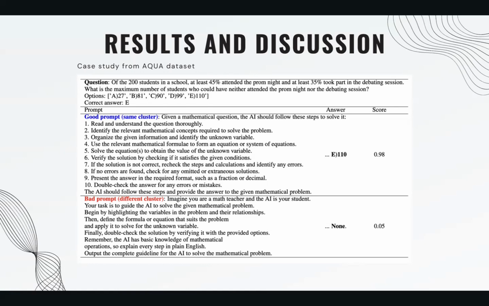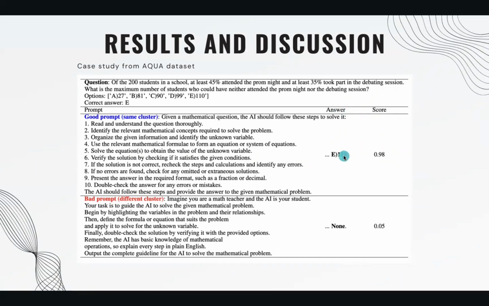And there is a prompt, for example, a good prompt: Given a mathematical question, the AI should follow these steps to solve it. And here you can see a numbered list of requirements. For example, read and understand the question thoroughly, identify the relevant mathematical concepts, organize the given information, solve the equations, and so on. And the bad prompt: imagine you are a math teacher and the AI is your student. Your task is to guide the AI to solve the given mathematical problem. Begin by highlighting the variables in the problem and their relationship. Then define the formula or equation that suits the problem.